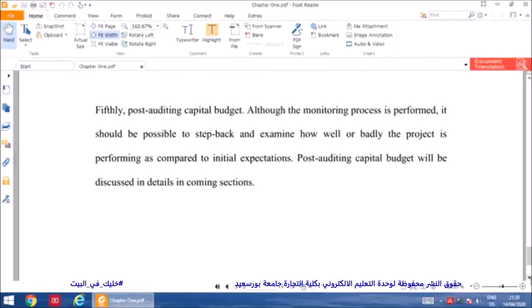Fifthly, post-auditing the capital budget. Although the monitoring process is performed, it should be possible to step back and examine how well or badly the project is performing compared to initial expectations. Post-auditing the capital budget will be discussed in detail in coming sections, and we already discussed it.